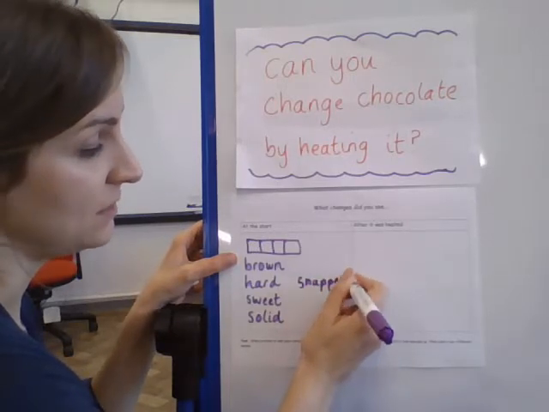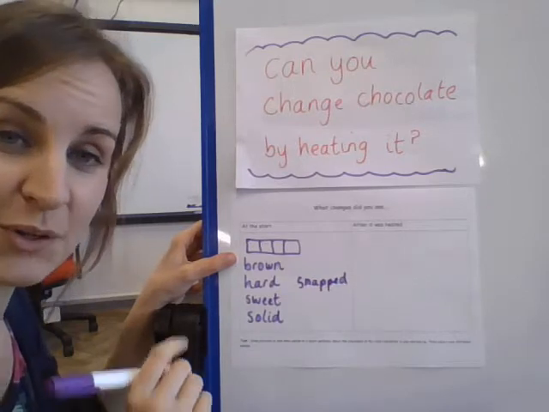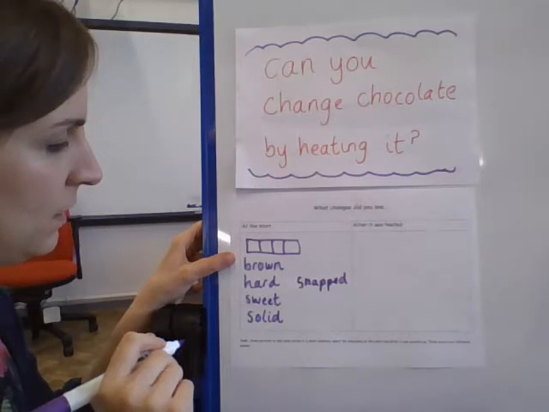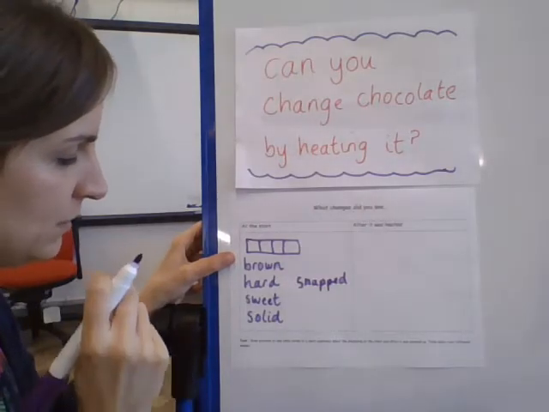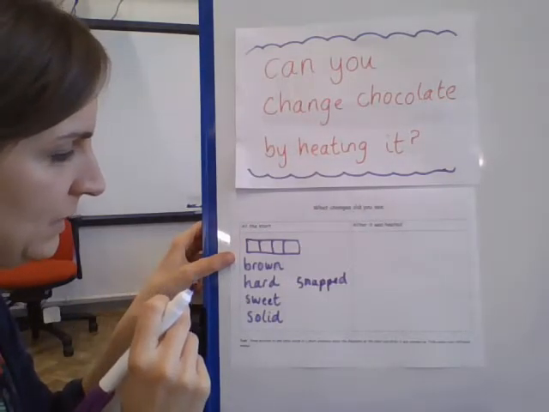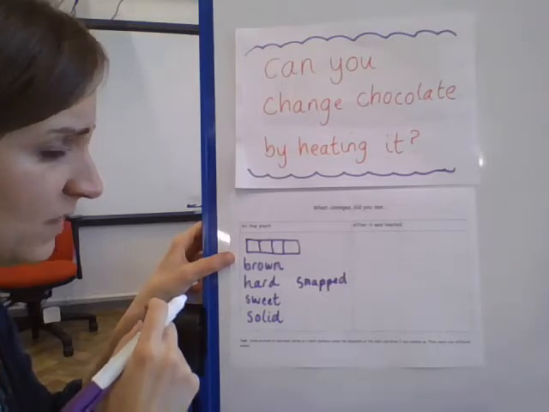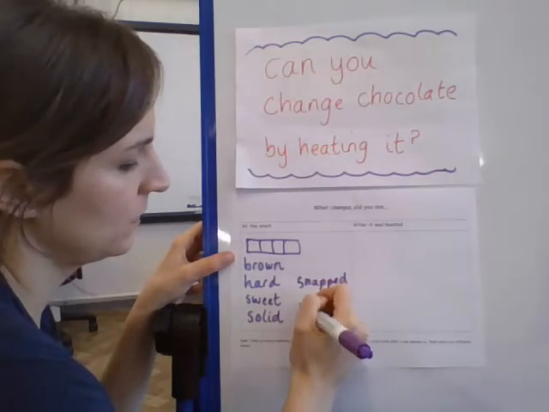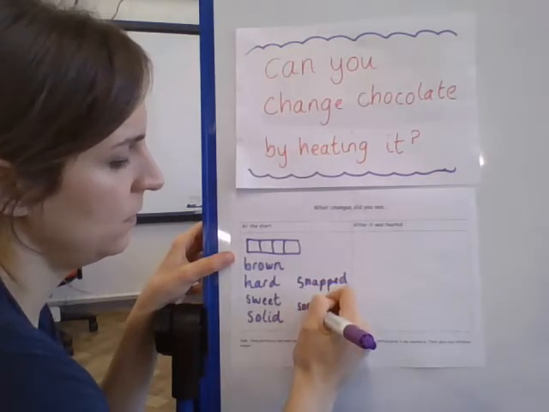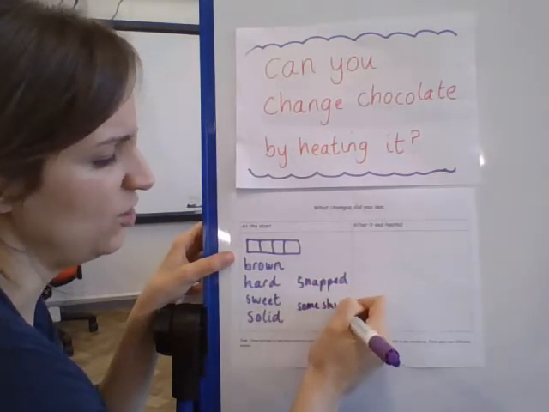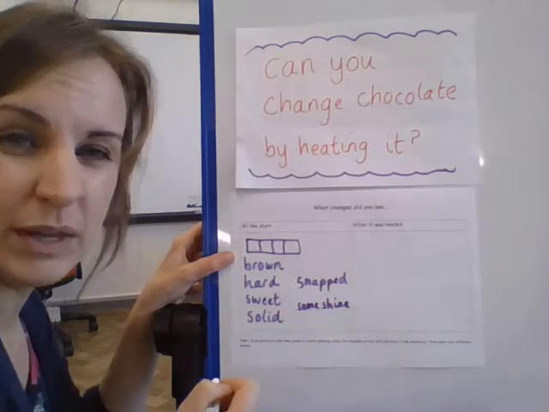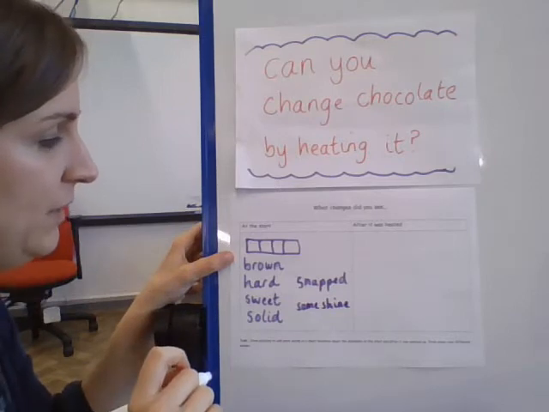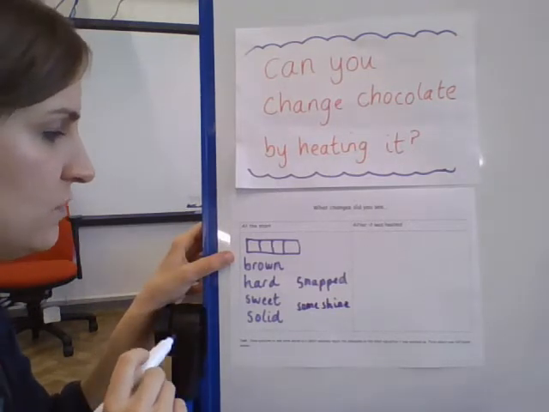And these aren't full sentences, they're just little notes to remind me of what I saw, what my observations were, so I can talk about it afterwards. It was hard to bite, so brown, smelt sweet, solid. I think that's all the things. I said it was a little bit shiny, so I'm going to put some shine, because it wasn't really shiny like a coin would be or a gem, but it had a little bit of shine on it. So some shine on it. Okay, so that's the start.